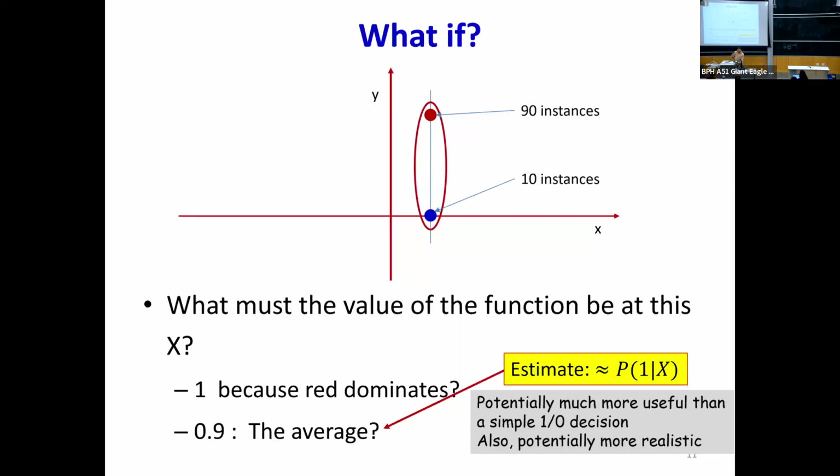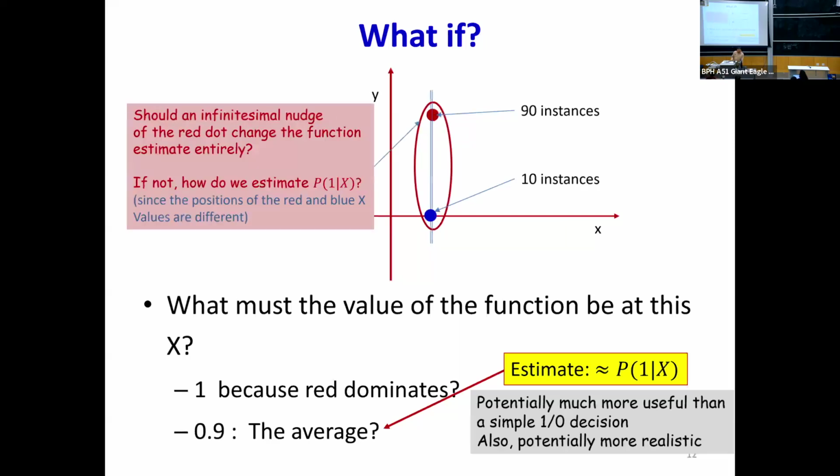But now let me change things a little bit. I'm going to perturb all of my data points just a tiny bit by 10 raised to minus 17, let's say, which is the resolution of floating point data. So no two points are identical in terms of x. But 90% of these points are assigned to class 1 and 10% are assigned to class 0.